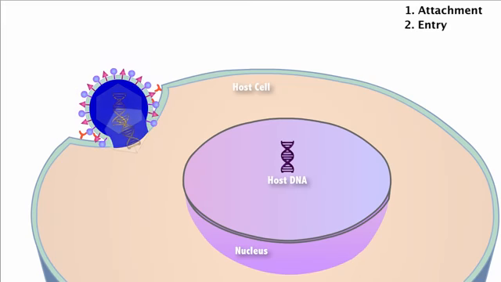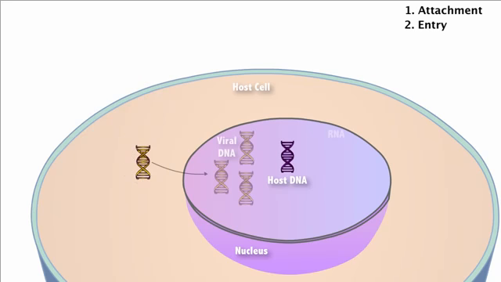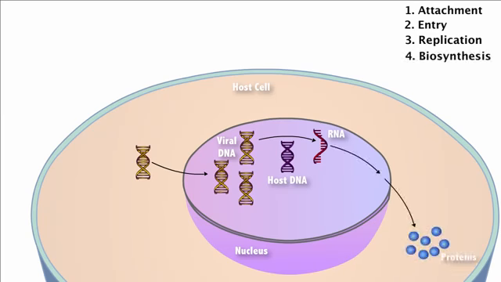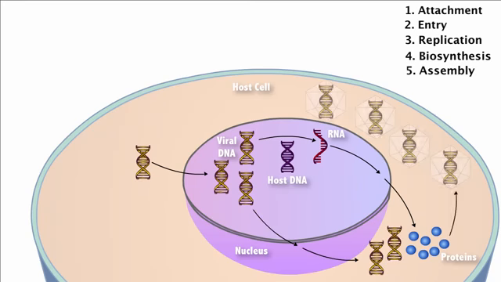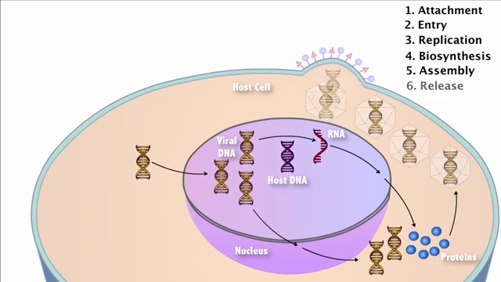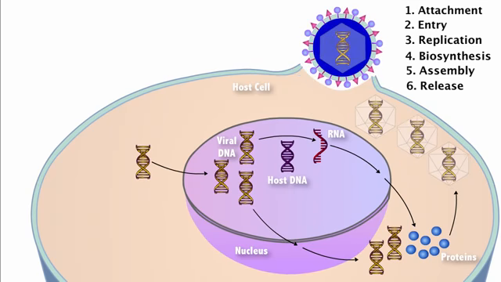Once inside the cell, the instructions in the DNA are transcribed to RNA. The protein-building machinery of the host cell then translates these instructions into the components of a new virus. These parts are then assembled into new viruses within the host cell. When ready, they emerge from the host cell, often killing it in the process.